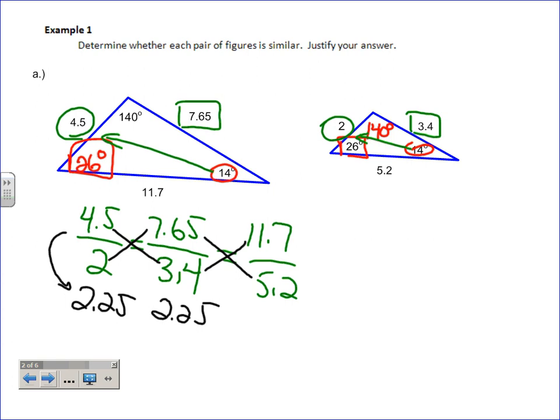What do we got over there on the left side? 2.25. So do they have the same ratio? So are they proportional? Yes, they are. So are they similar? Yes. Okay. Now, the symbol for similar is just one squiggle, just like that. So these two are similar. Steve.